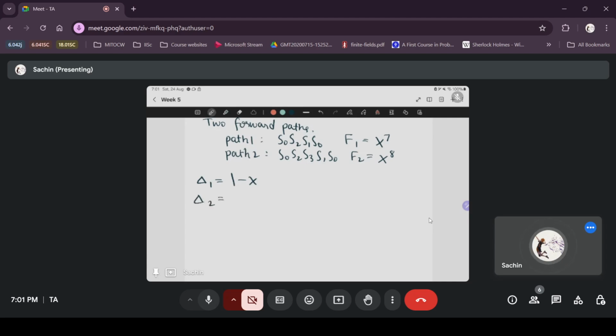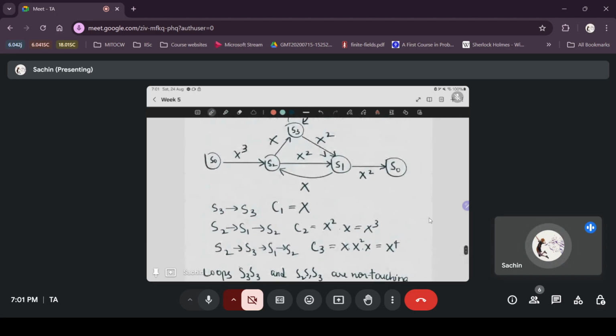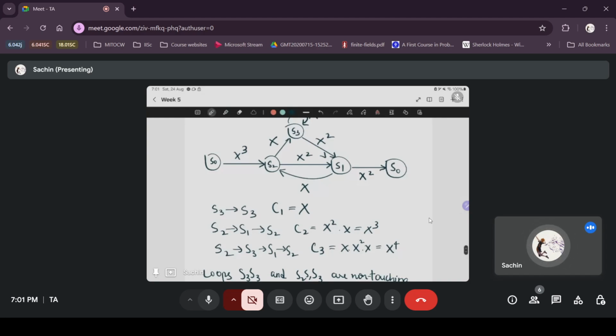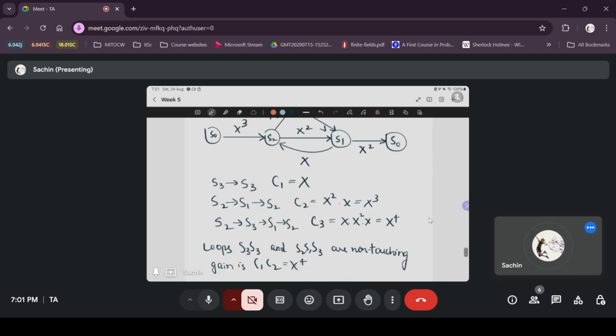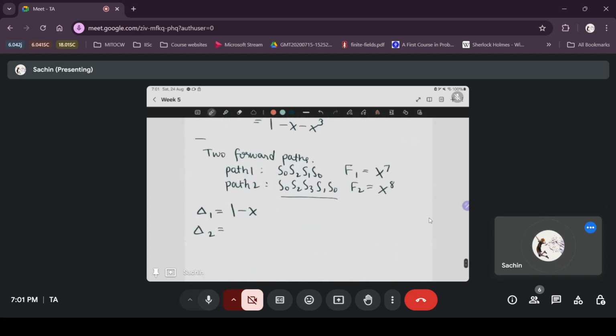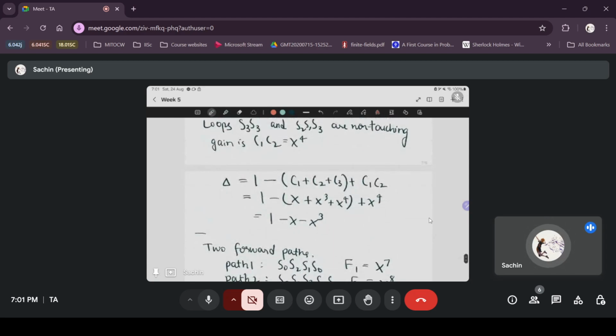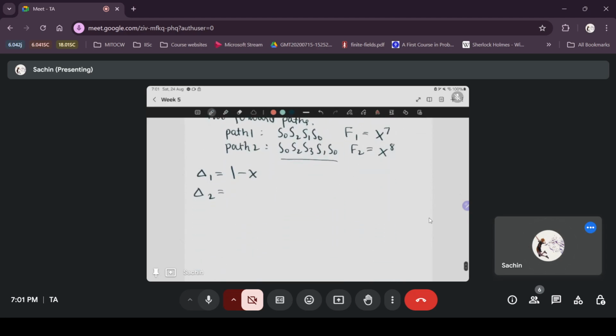Delta 2 is a similar thing, but in path 2 you include all the nodes. So you're going through S0, S2, S3, S1, S0. So you'll have to remove all those nodes, and if you remove all those nodes, there's no node left. So there won't be any loops. There are no nodes at all. So delta will be 1 minus something loop gains, but there are no loops, so it will just be 1. That way you get delta 1 and delta 2.